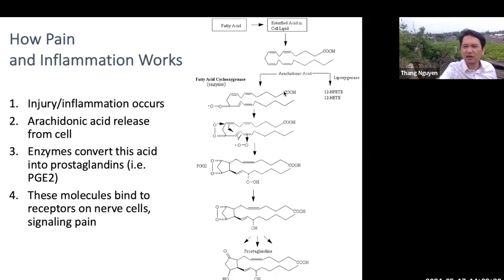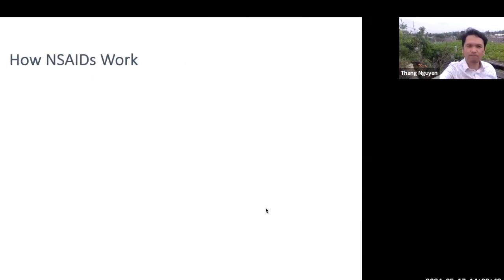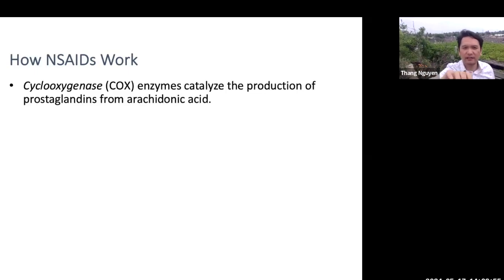Right? So there's a whole cascade of molecules that happen here, but we don't need to know much about that other than the fact that at the end you have this molecule known as the pain chemical, and it's being converted from a molecule known as arachidonic acid with the help of various enzymes. Okay, so then how do the NSAIDs come in to save the day?